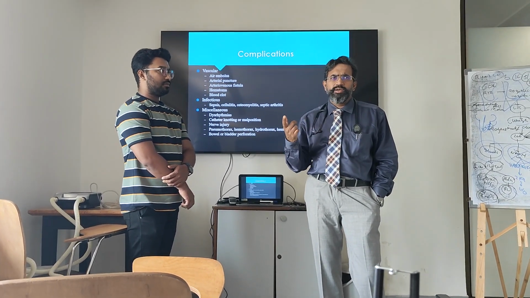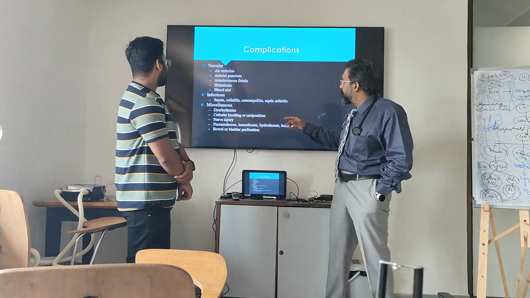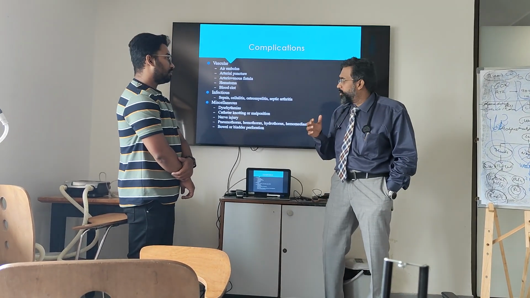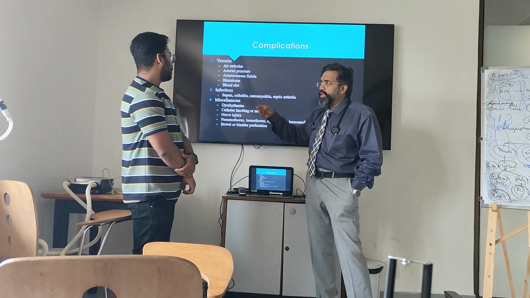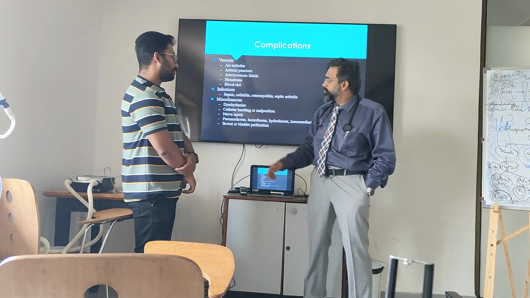An artery generally is smaller than the vein. Okay, now that's how it is. Anatomy, how it lies in the body. Arteriovenous fistula: if you puncture through and through, you can get an arteriovenous fistula. Hematoma and blood clot. Yeah?